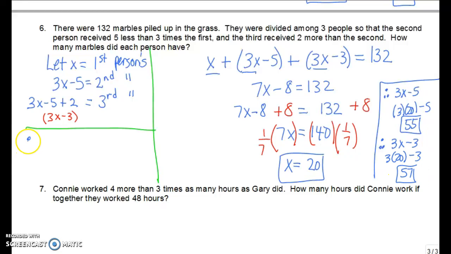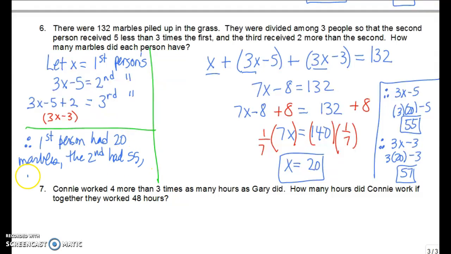So I'm ready to write my sentence. The first person had 20 marbles. I don't need to repeat the word marbles anymore. The second had 55, and the third had 57. Pause the video to catch up with that writing, please.